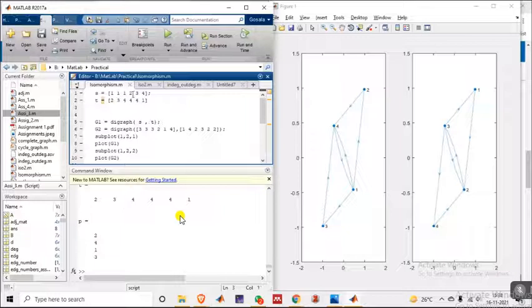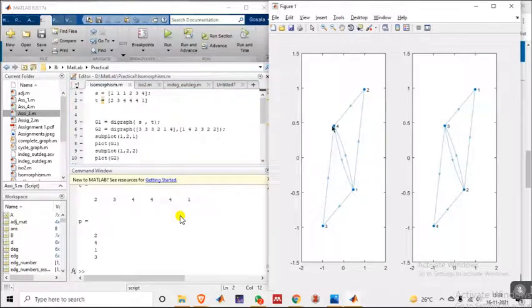And again 2 is connected to 4. From 2 there is an edge to 4. And from 3 there is an edge to 4, which is directed towards 4. So this is how these two graphs have come.